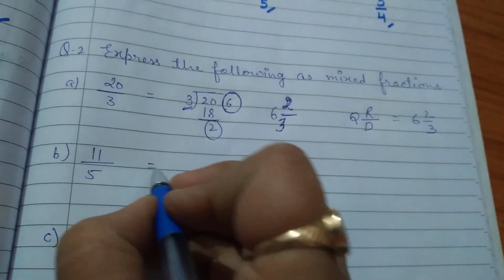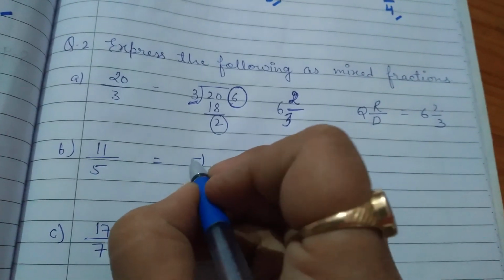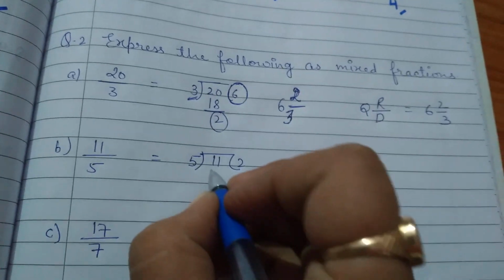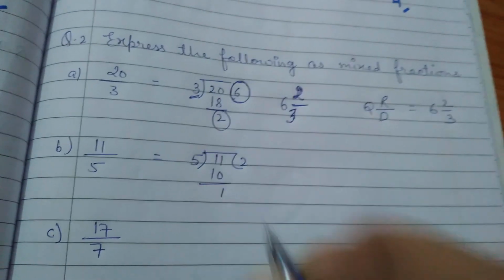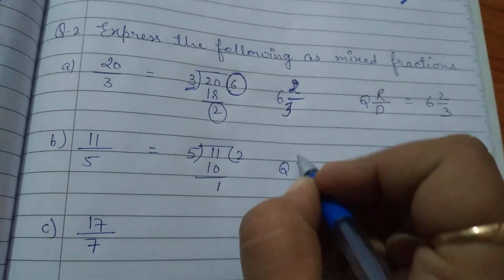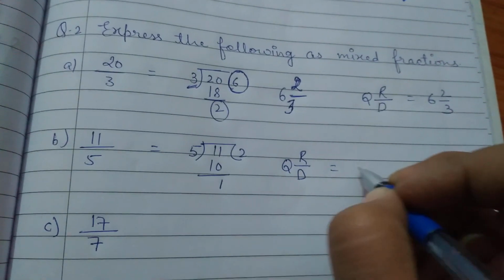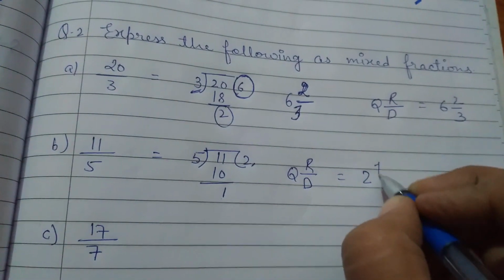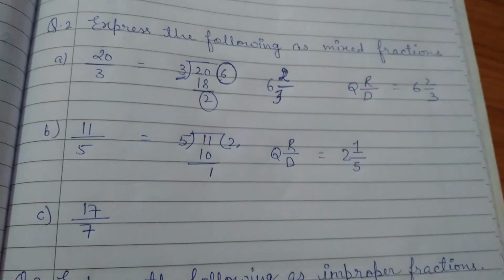Coming to the next question, that is 11 upon 5. First we have to divide 11 by 5. We know that 5 twos are 10. What is the remainder? 1 is the remainder, right? So what is the whole here? Q R upon D. According to this, the quotient is 2, the remainder is 1 and the denominator is 5.